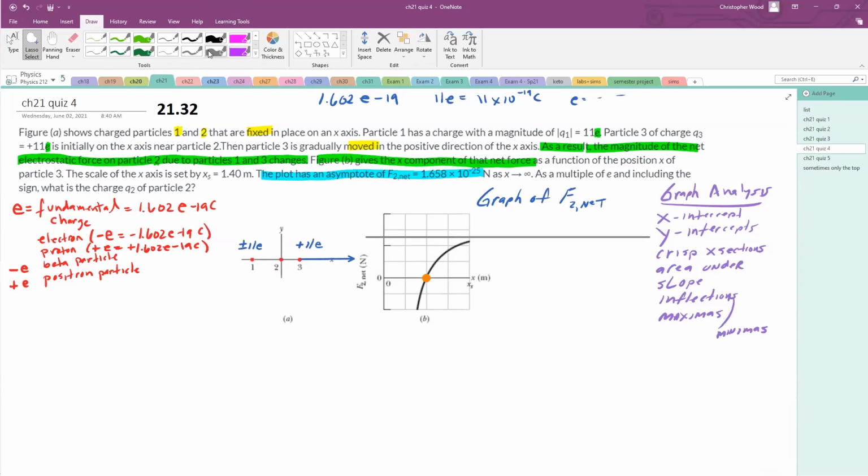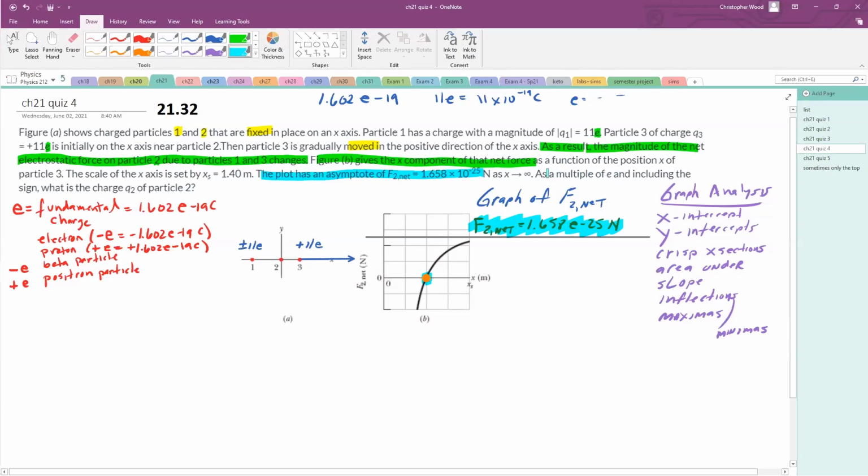Okay, I'm going to say that's my asymptote, and I'll write this down: F2 net equals 1.658 times 10 to the minus 25th newtons. So that's another key point you pick off from the graph. So I have two key points. I have the asymptote, which is right here, and I have this x-intersection at y equals 0. The x-intersection happens at y equals 0. So let's go with this.